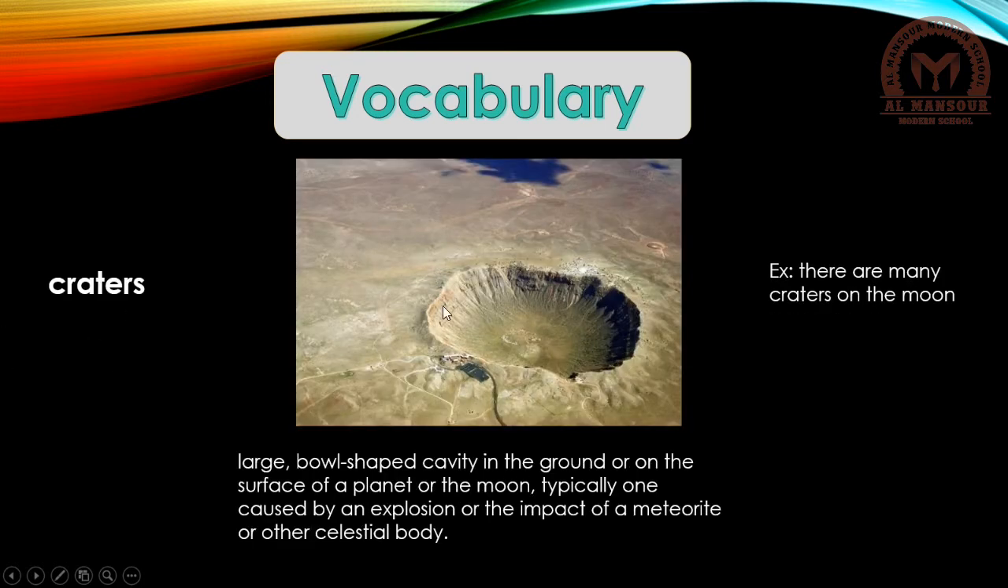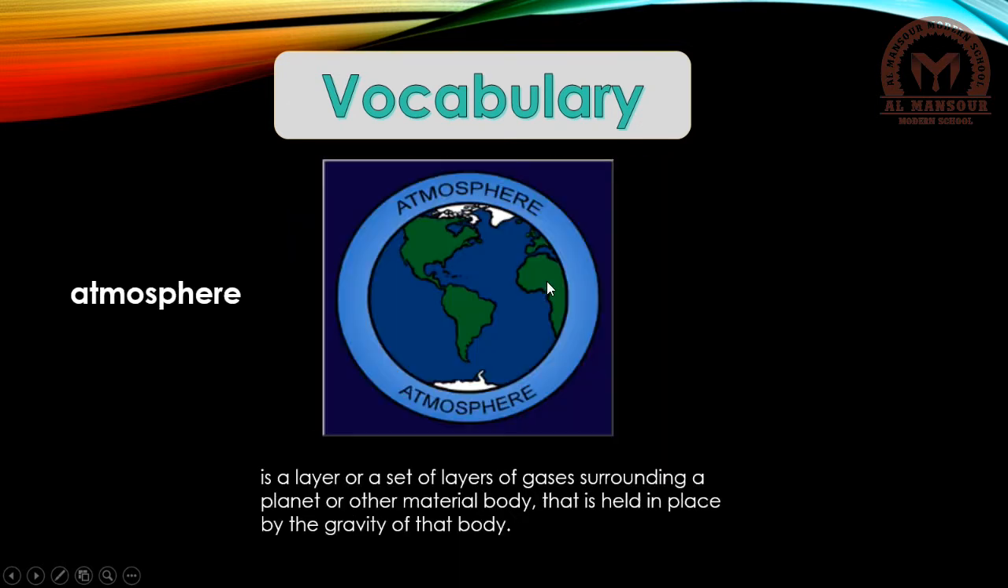Crater is basically a large hole on Earth, or could be on the Moon, or could be on any other planet. It's caused by meteors or bombs. It's not natural. Okay, so it's caused by something from outside, not from the Earth itself or the planet itself, okay? There are many craters on the moon, okay? So it means that the moon also has craters.